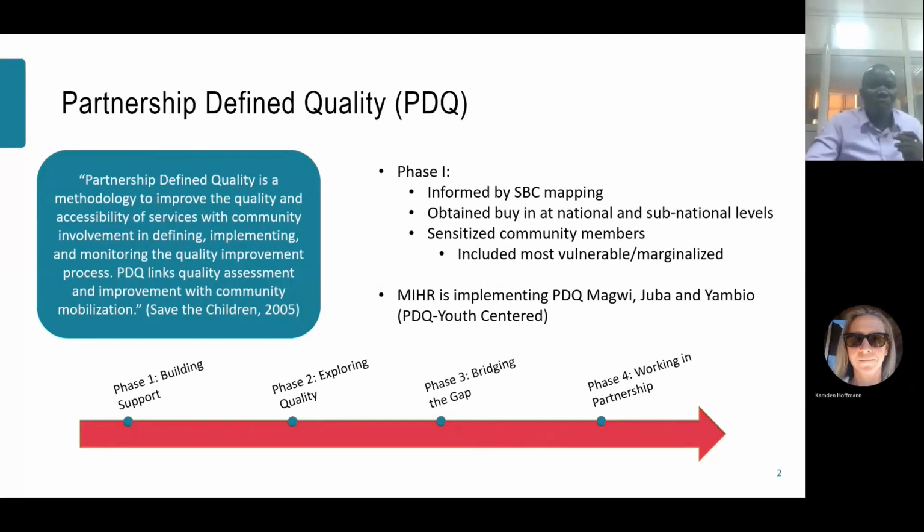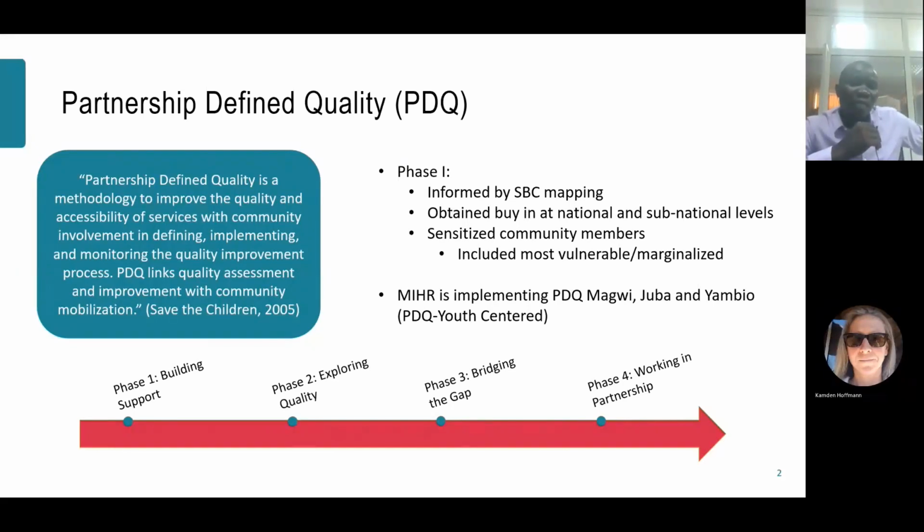The second phase looks at exploring quality, where we discuss with the community and make sure the community shares with us their views about what they mean by quality in terms of health service provision. We also discuss it with providers and make sure the providers share their part of the story as to what they mean by quality health services.